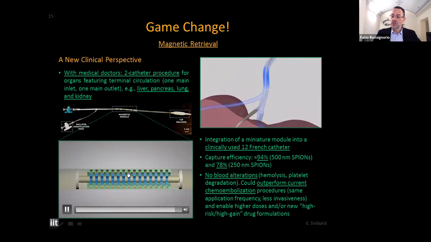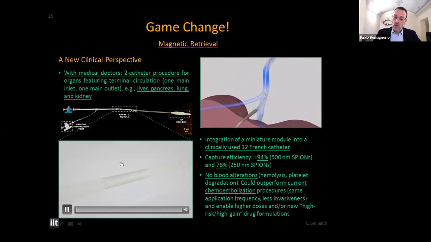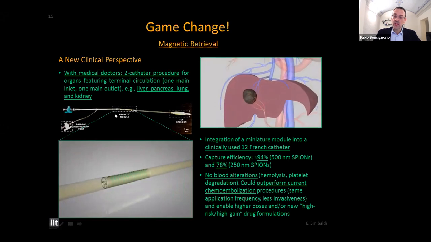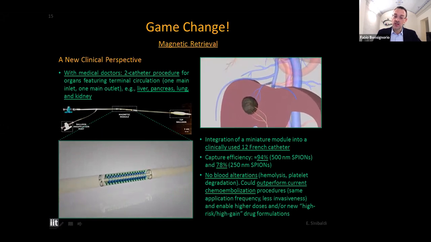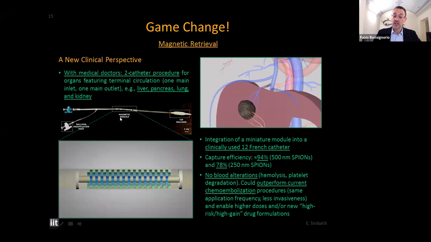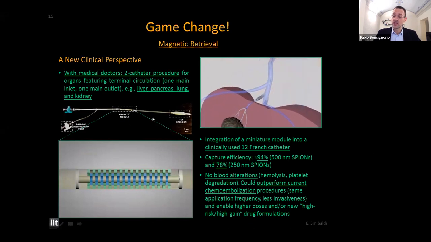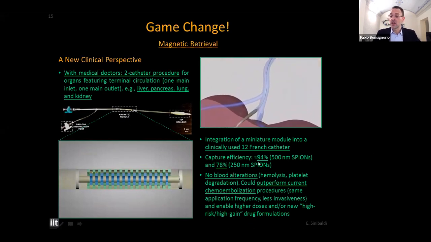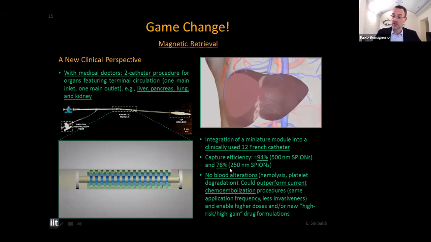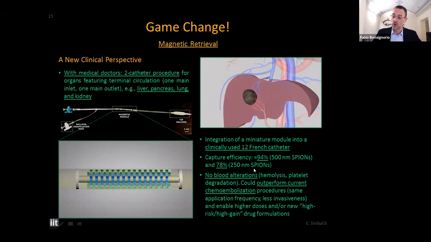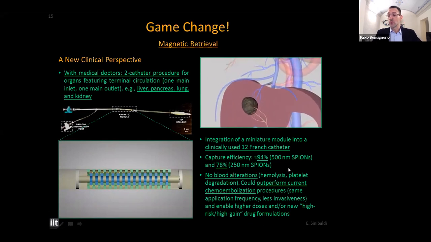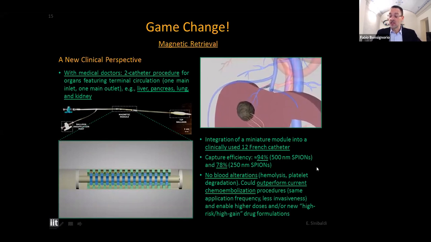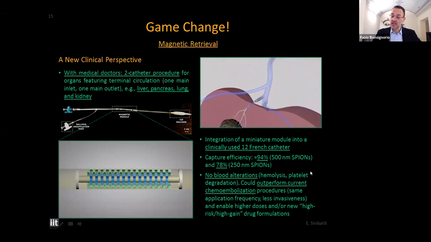And so you have to reach a design trade-off. Anyhow, this was model-based design, and it was integrated in a clinically used catheter. This is a clinical catheter, so effectively used in the clinics. We predicted a very high capture efficiency, almost 95% for larger particles, almost 680, sorry, for smaller ones. And these predictions were nicely matched by the experiments, and we didn't see any blood alteration.